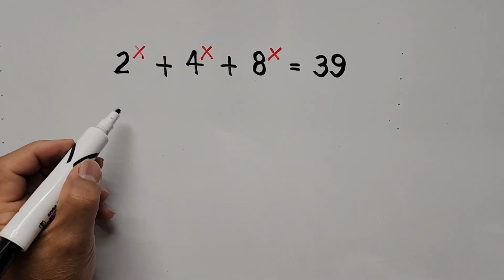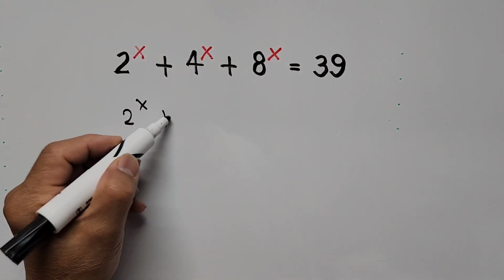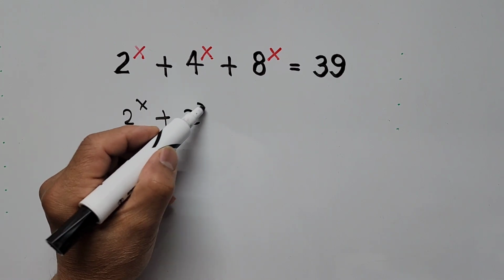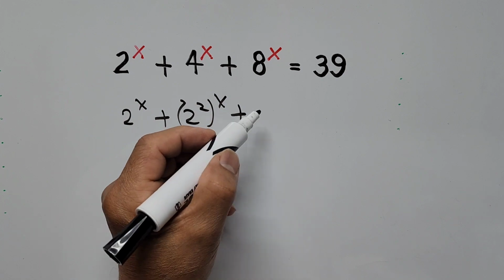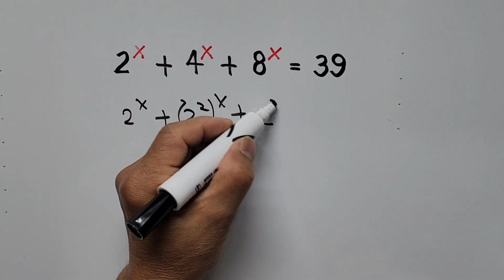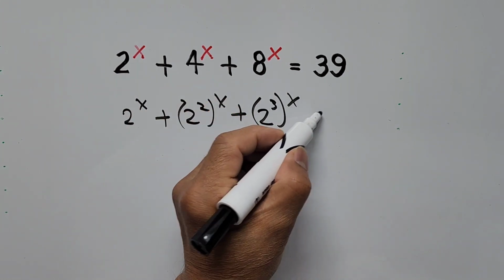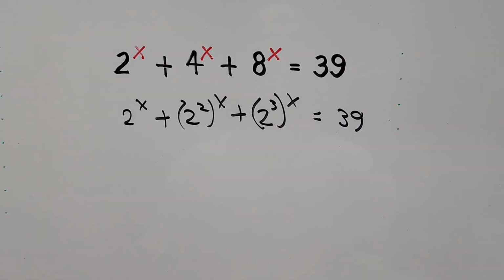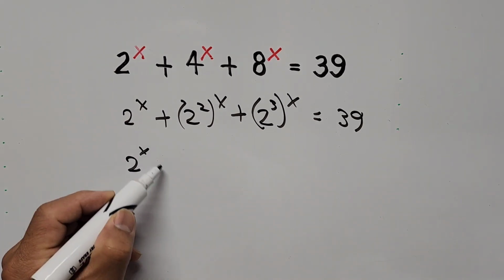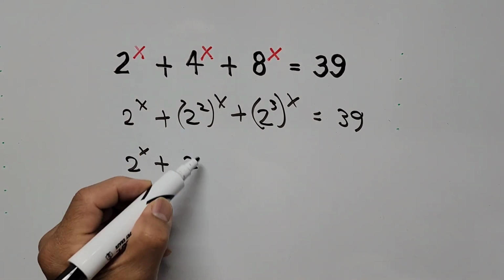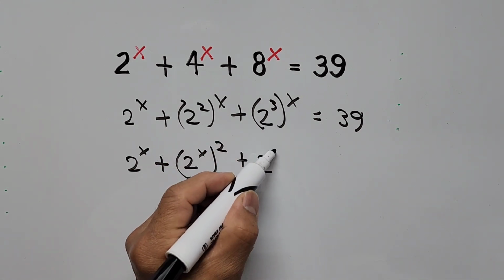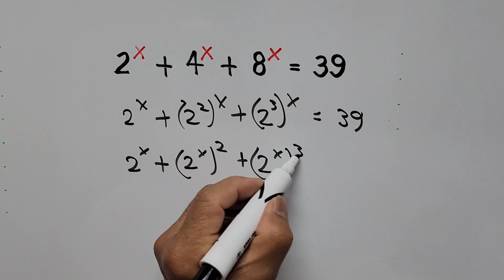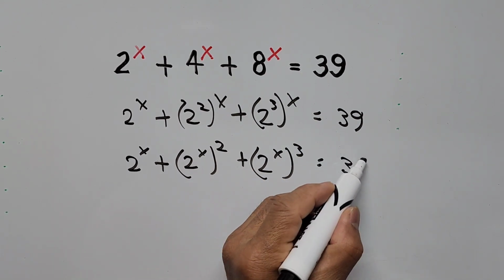So here we have 2 to the power of x plus 4, which is 2 squared to the power of x, plus 8, which can be written as 2 to the power of 3 to the power of x, equals 39. And here the equation can be written the same way as 2 to the power of x plus 2 to the power of x squared plus 2 to the power of x cubed equals 39.